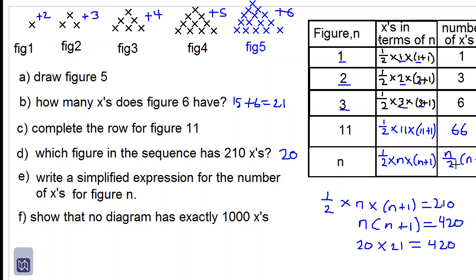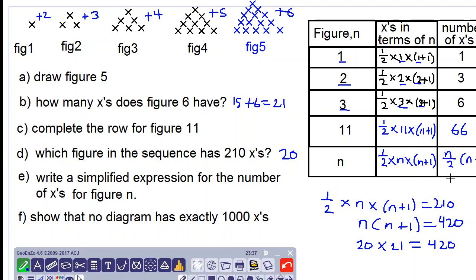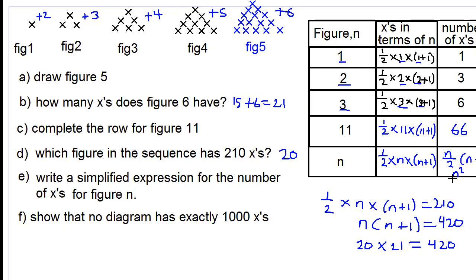So we can also remove brackets and say n times n is n squared, so it will end up being n squared over 2 plus n over 2 times 1 is n over 2. Okay, so we can write n squared over 2 plus n over 2 as our answer for the number of x's.